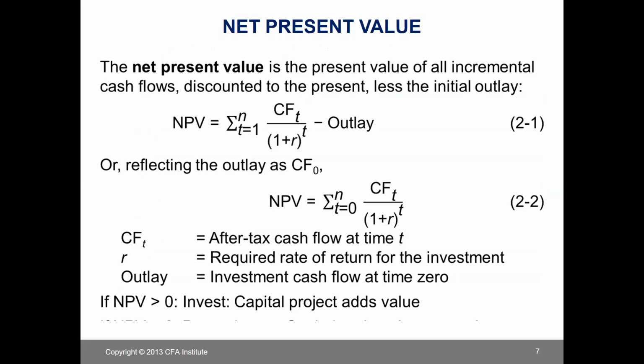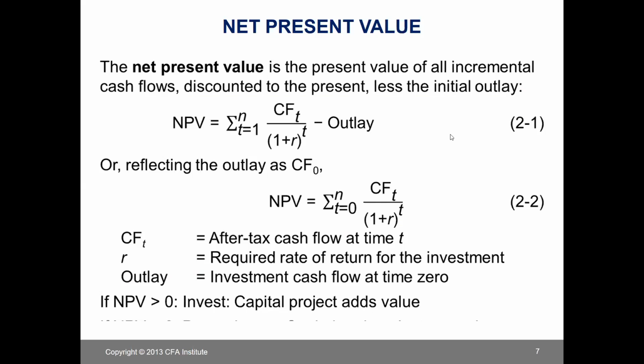So coming to the net present value, it is just the present value of all incremental cash flows. Remember what the incremental cash flow was? It is the difference between with and without the project. What if you run the project? What if you don't run it? That difference gives you the incremental cash flow, how much money you're going to generate. So it's the present value of all incremental cash flows discounted to the present, less the initial outlay.